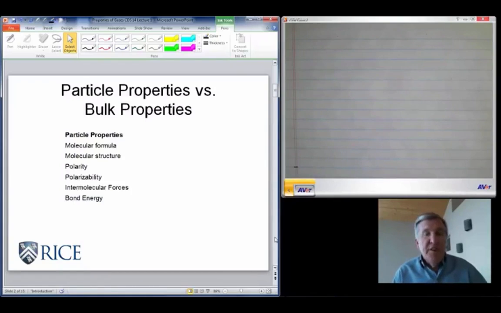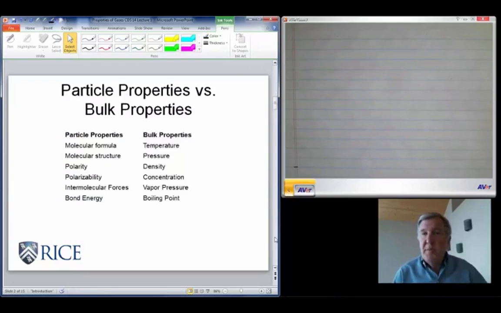In this semester, we're going to spend most of our time talking about bulk properties, that is, properties that we more likely associate with large quantities of material, like the kinds of materials that we would deal with on an everyday basis. The bulk properties of materials might include, for example, the density of the material or the pressure of the material, might include its temperature or a concentration, very simple ideas such as vapor pressure and boiling point.